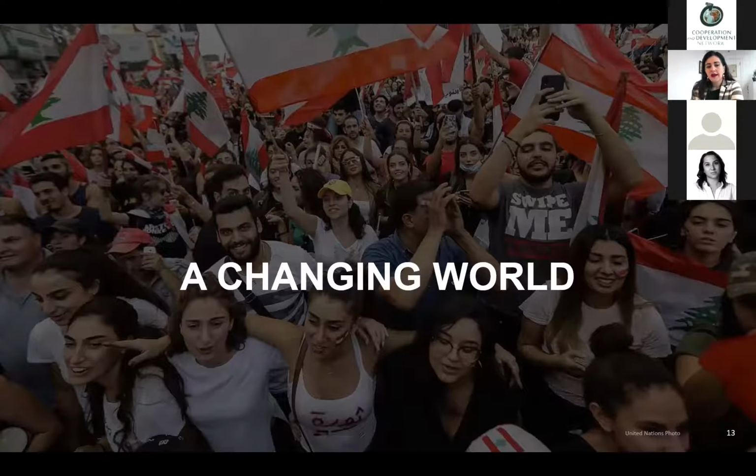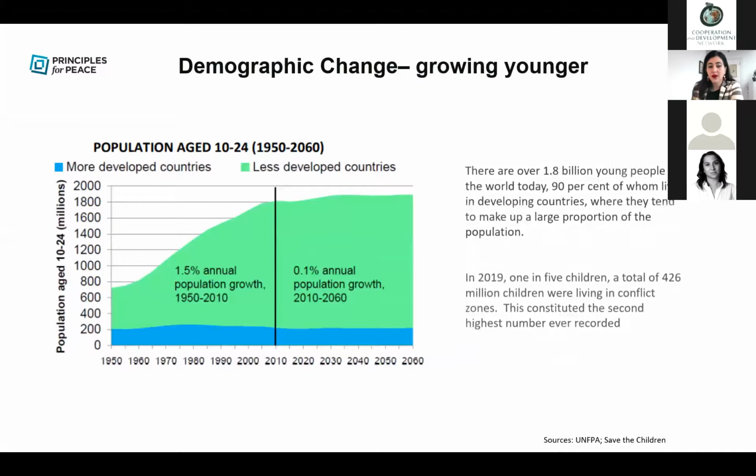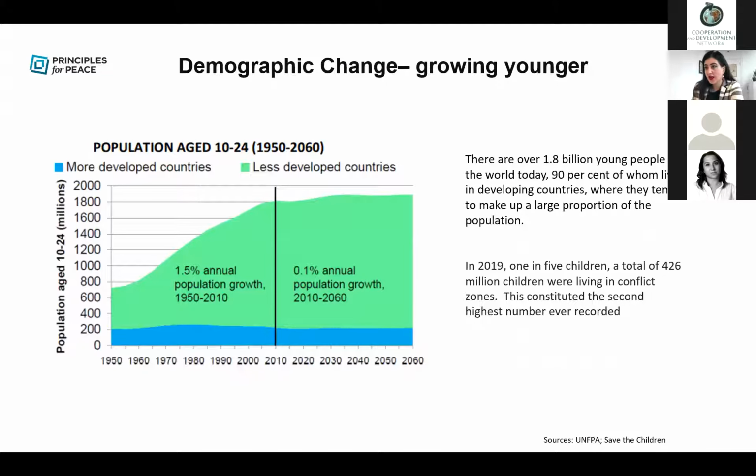Another factor to keep in mind is the fact that we are living in a changing world. We have a significant demographic change. The world is growing younger. And with this, 1.8 billion young people in the world, 90% of these are actually in developing countries. Which is really important, because if you think about the pressure cooker effect in terms of frustrations and grievances, and some of you talked about opportunities, the sense of population feeling that they have options and prospects, and how that drives the sense of injustice or inequality is quite significant. With the world growing younger, this is an important factor in how we think about conflict and peace.